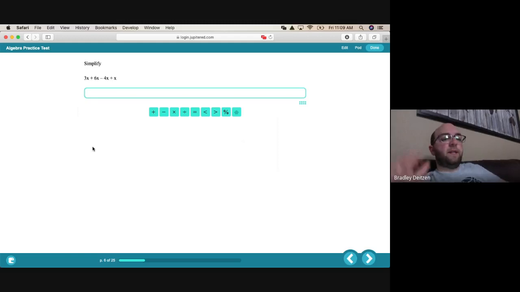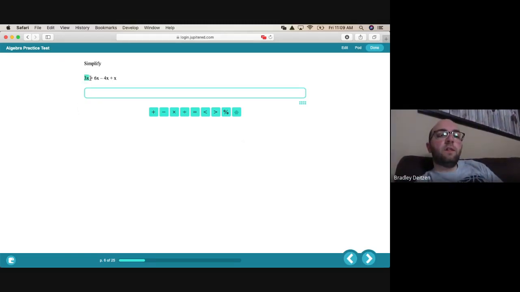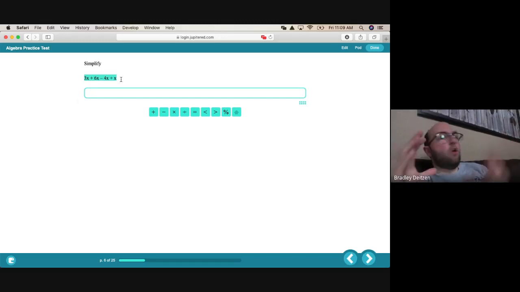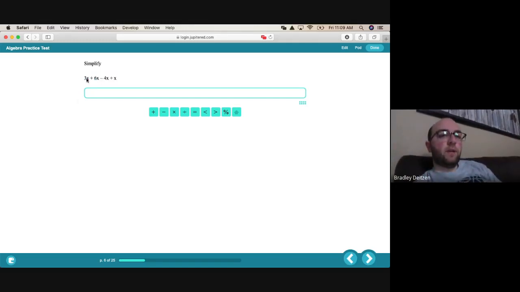Next, we are simplifying. Again, you're just putting things together that are similar. Starting here, all of these have the letter x, so they can all go together. We have 3x plus 6x. That is 9x. Minus 4x, that's 5x. And then plus one more x, right? If the letter's just by itself, that just means there's one more of those. So that would give us 6x. 3 plus 6 is 9, minus 4 is 5, plus one more is 6x. And that's it, and you're done.